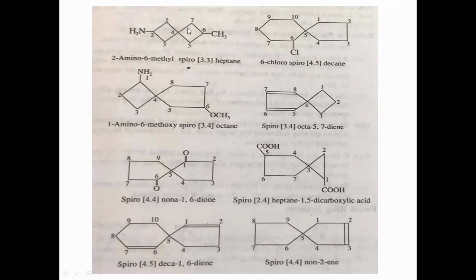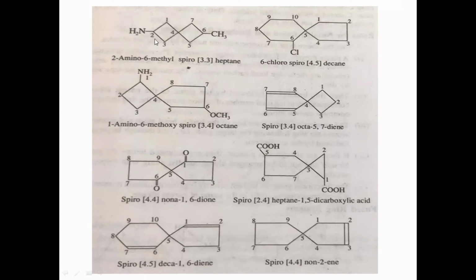Now we see the parent alkane. So 1, 2, 3, 4, 5, 6, and 7. So there are 7 carbon atoms. So it is heptane. Parent alkane is heptane.